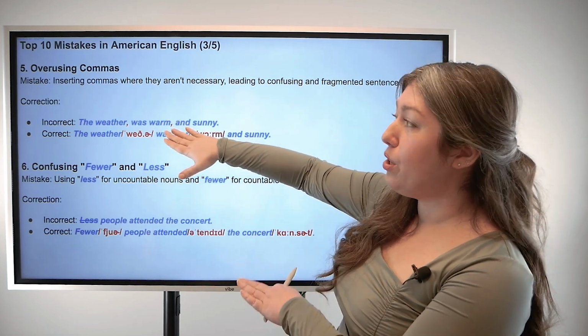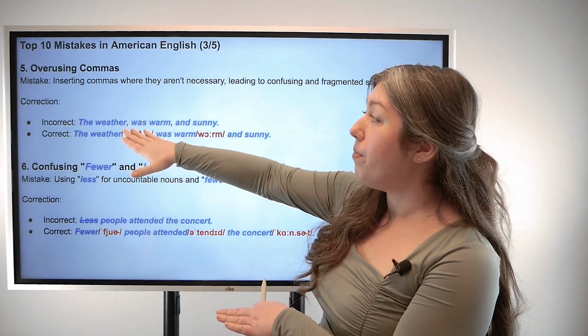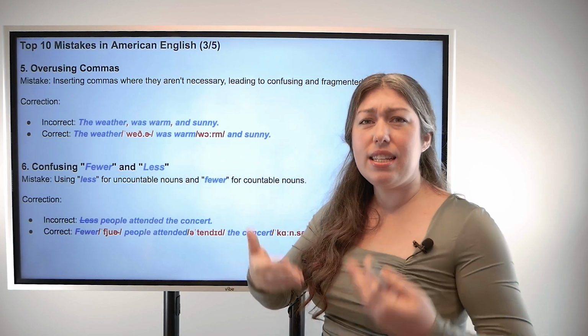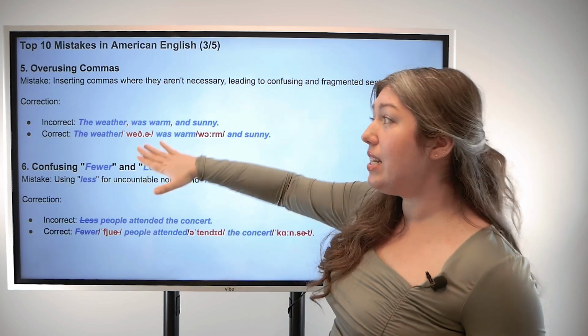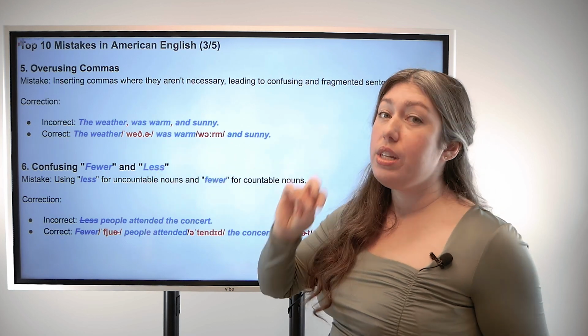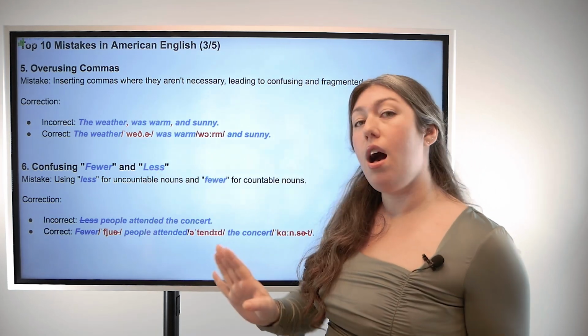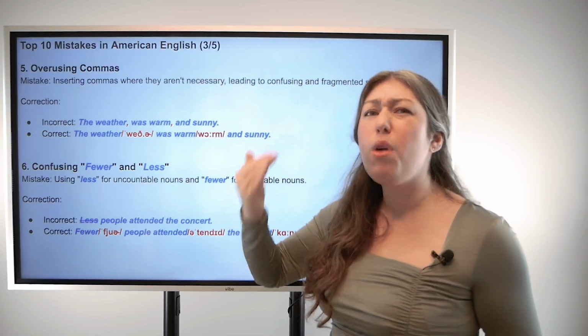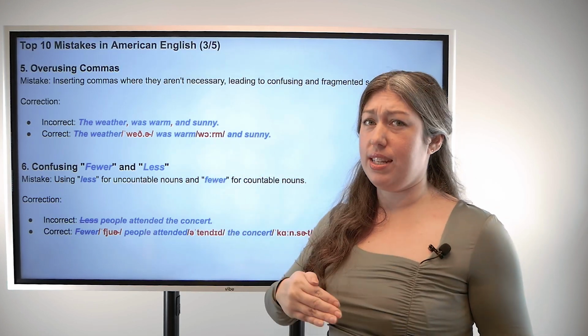So let's look at this incorrect use here: "The weather was warm, and sunny." It's adding pauses in the sentence where they don't belong. This sentence doesn't need any commas. The weather was warm and sunny. When you're separating two things with and, a comma isn't necessary. So make sure that you're not confusing your sentences by throwing in extra commas and breaking up the sentences.